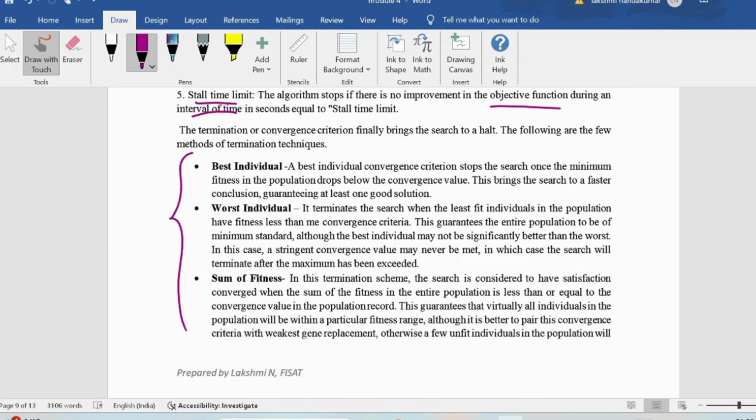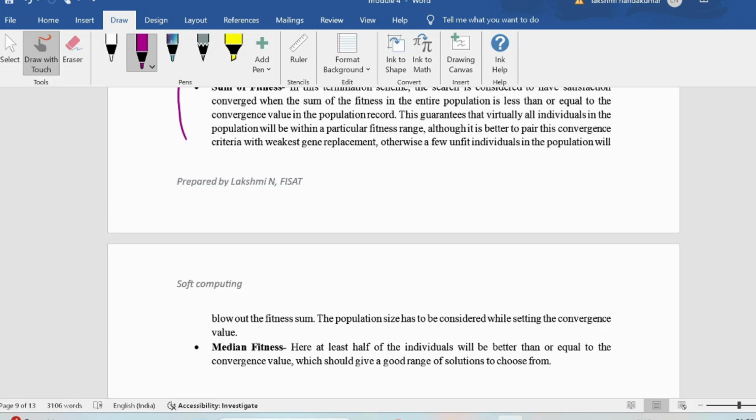So these are some of the other methods by which we can stop the genetic algorithm flow, which are the termination techniques. One is called the best individual. Best individual means that in an individual convergence criteria, it stops once the minimum fitness value in the population drops below the convergence value. We set the convergence value, and if the fitness drops below that, we stop. Then there is a term called worst individual. Worst individual means when the least fit individual in the population has a fitness value less than the convergence criteria. If we encounter a worst individual, then we have to stop. So all these are different methods of stopping the genetic algorithm, and as I told you, we can decide which is the criteria.